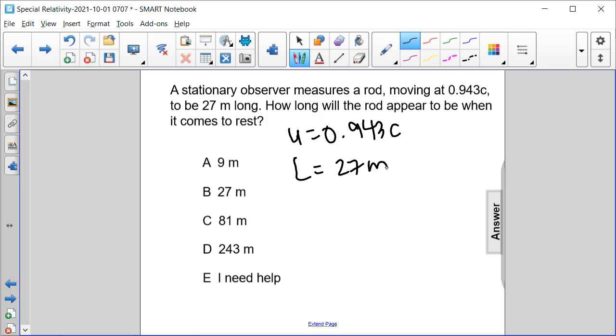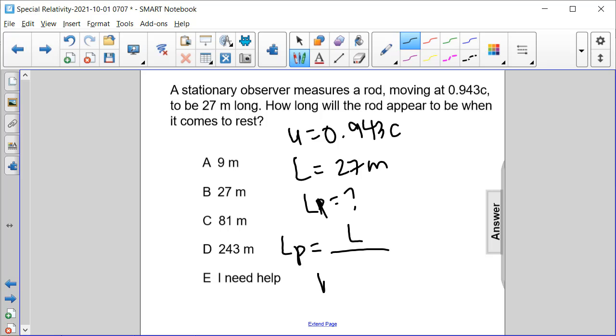How long will the rod appear to be when it comes to rest? So we want to know, what's the proper length of this rod when it is at rest? Here's the equation that we have. We have this equation in two forms, but I'll just write the one that's solved for the proper length, since that's what we're looking for.